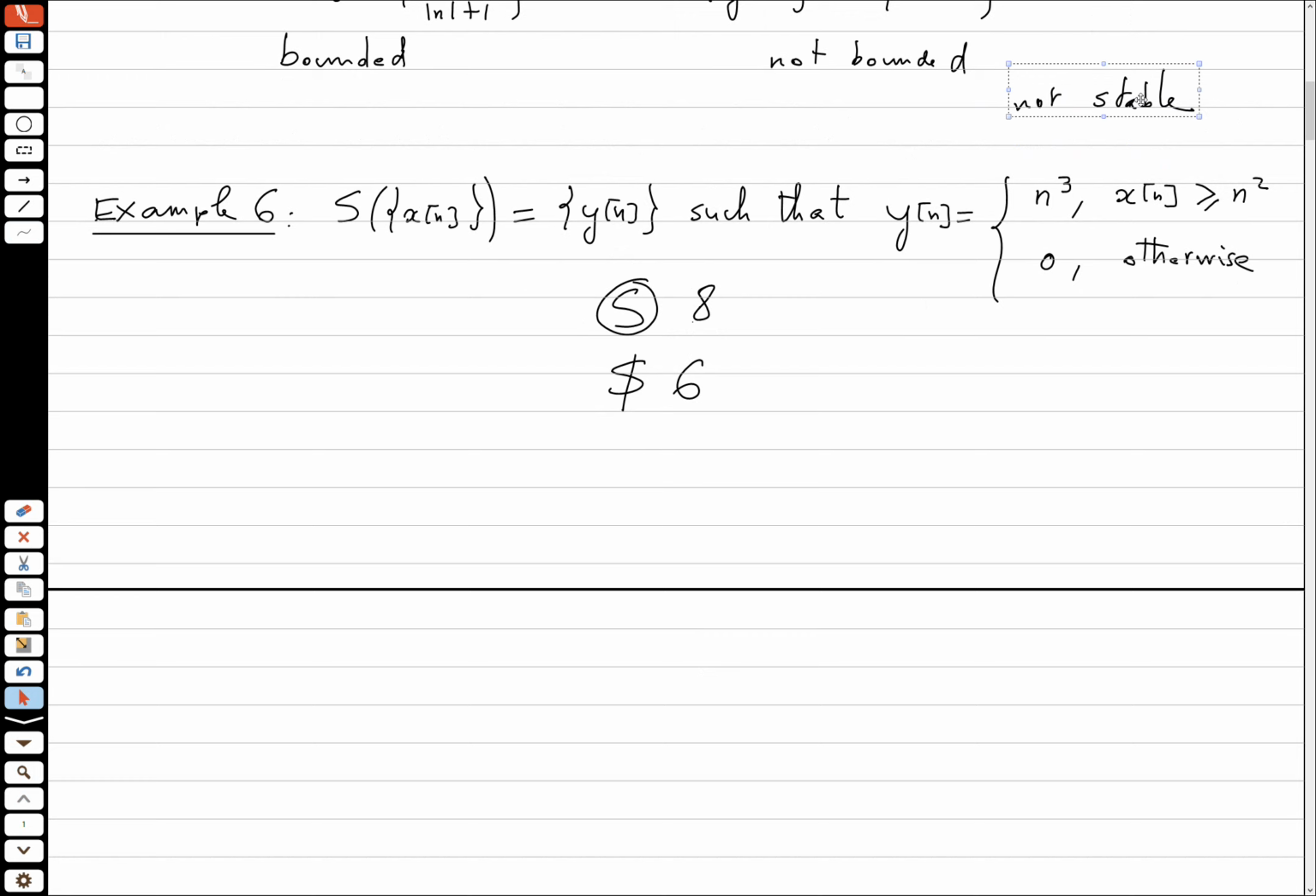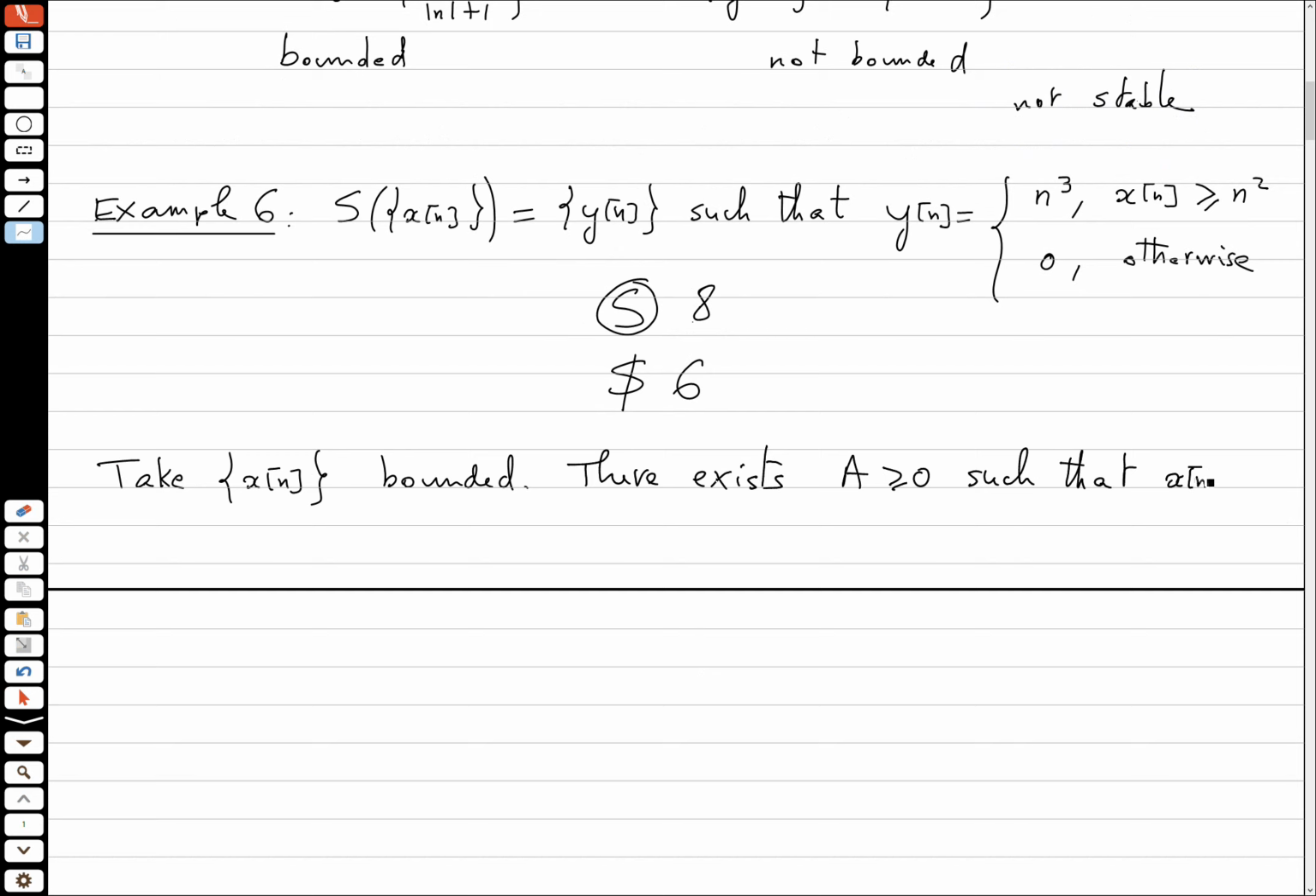So this time I'm going to make a proof which is complete. Okay? So take x of n bounded. So there exists a such that x of n less than a for all n. Okay, I'm just writing the definition of bounded, right?